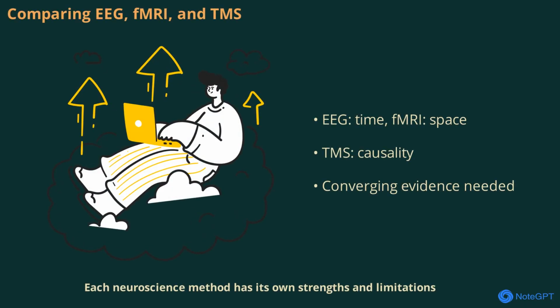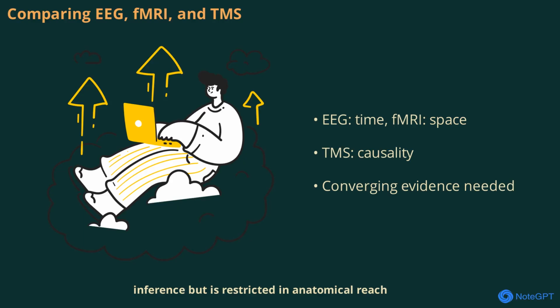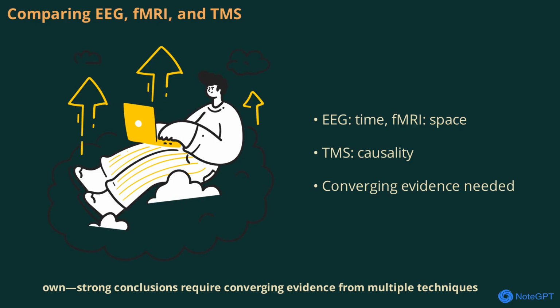Each neuroscience method has its own strengths and limitations. EEG excels at temporal resolution, but struggles with spatial localization. fMRI offers excellent spatial resolution, but is limited by slow temporal dynamics and correlational data. TMS stands out for enabling causal inference, but is restricted in anatomical reach. No single method is sufficient on its own. Strong conclusions require converging evidence from multiple techniques, each providing a unique window into brain function.